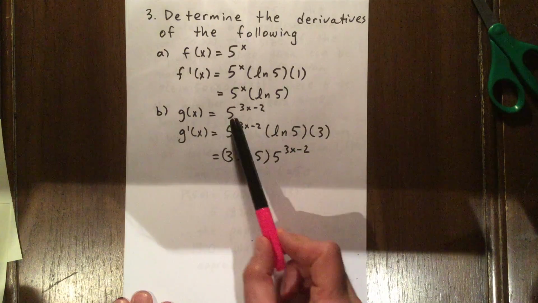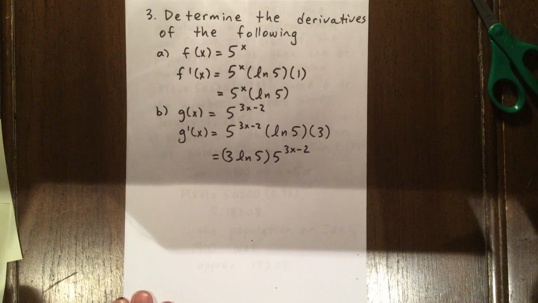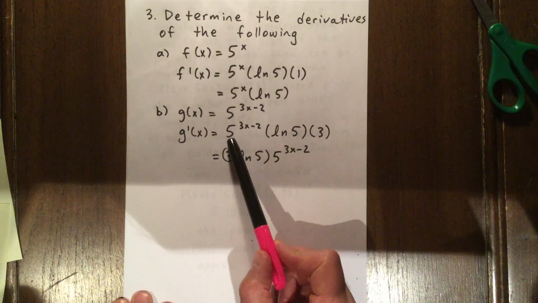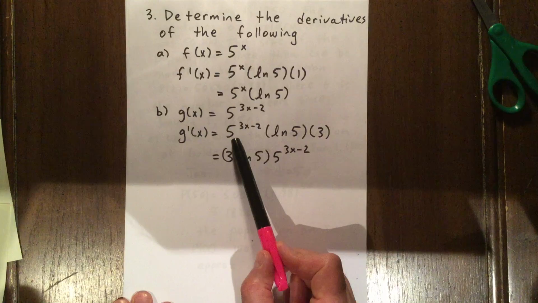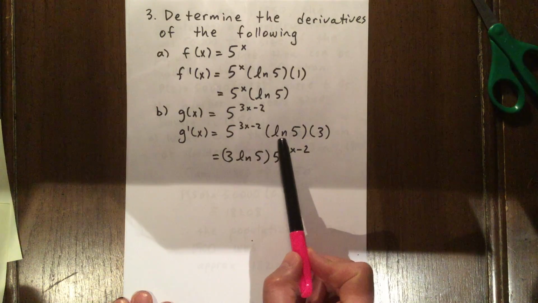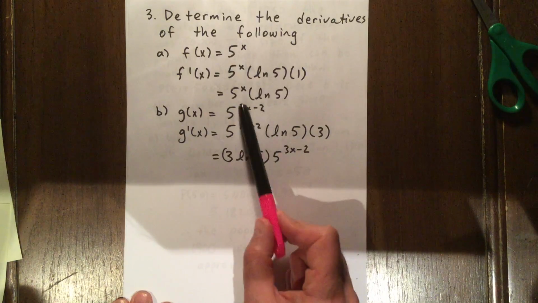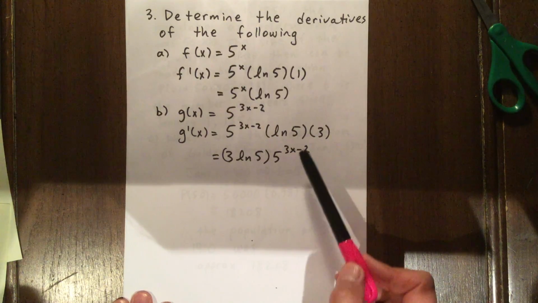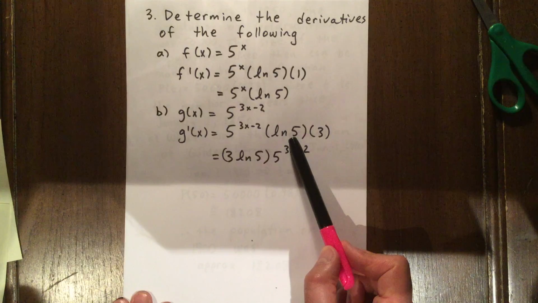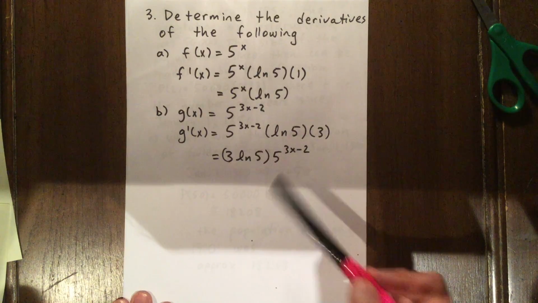What if the original function is 5 to the 3x minus 2? Well, to get the derivative, we repeat the function, just like it is. Then we do the natural logarithm of the base, and we do the derivative of the exponent. So this is like saying 3 ln 5 times 5 to the 3x minus 2.